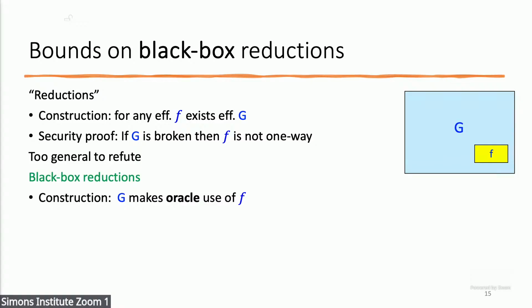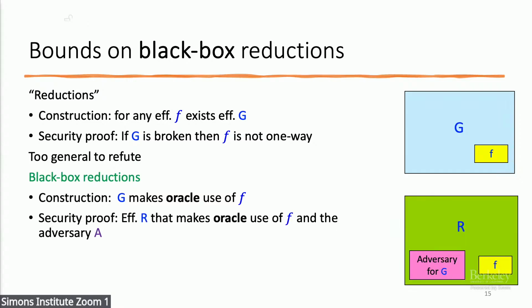This says the following. First, the construction is an efficient algorithm G that makes oracle use of f. Oracle use means that it treats f as an oracle: it gives queries and gets back the answers. It doesn't assume anything about the internal construction of f. And the proof is also an efficient algorithm, we call it R, such that given oracle access to f and to any adversary that breaks the pseudo-random generator, distinguishing it from random, it manages to invert f. So this is what's called a black box reduction.